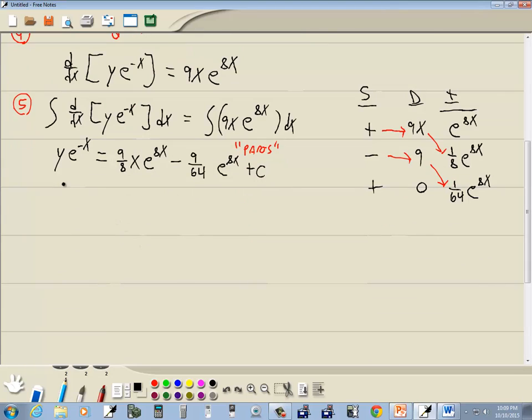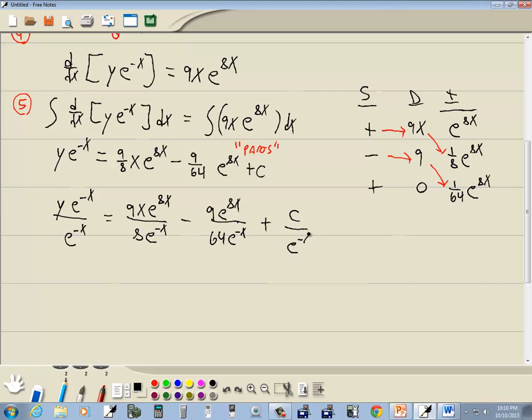Now we want to get y by itself, so we'll divide everything by e to the negative x. Let me put that in the right form. And then put e to the negative x here. Minus 9e to the 8x over 64, and I'm dividing by e to the negative x, so put that in the denominator. Plus c, and I'm dividing by e to the negative x, so put that in the denominator. Those cancel, and I got y. Now I take this e to the negative x, and I move it up on top, and the sign of the exponent is going to change on it. And same thing here, and same thing here.